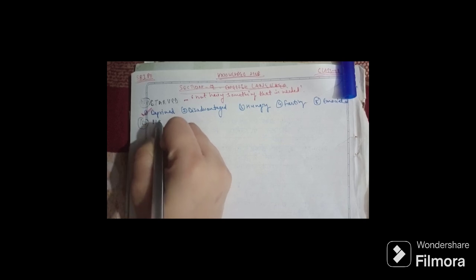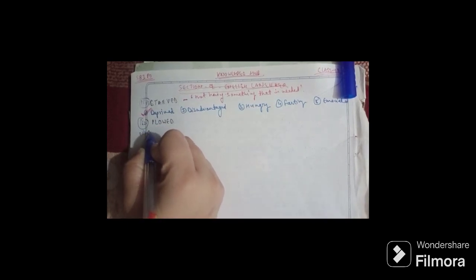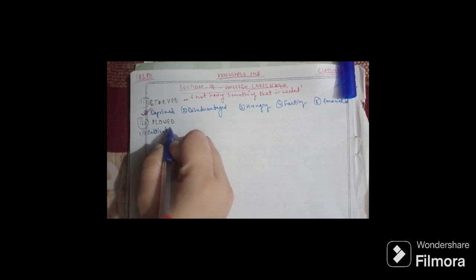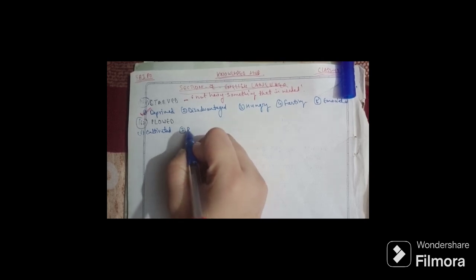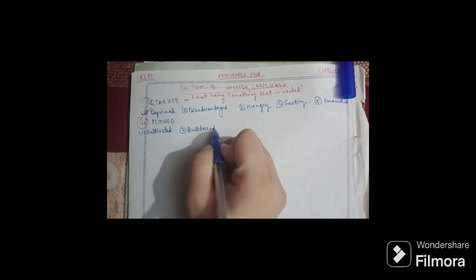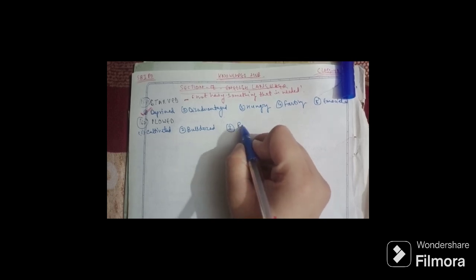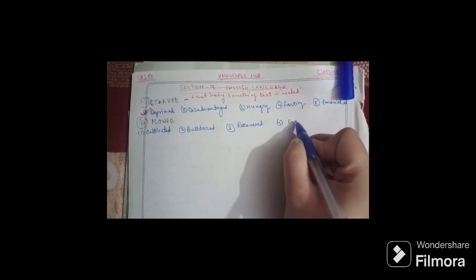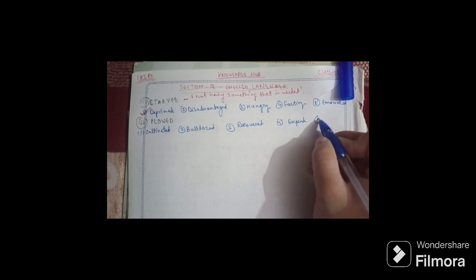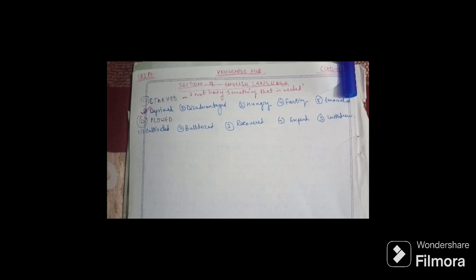162. The word is plowed. So for the word plowed, the options we have: the first is cultivated. The second is bulldozed. The third is recovered. Fourth is expend, and the fifth is withdrew. That is what we have as options.